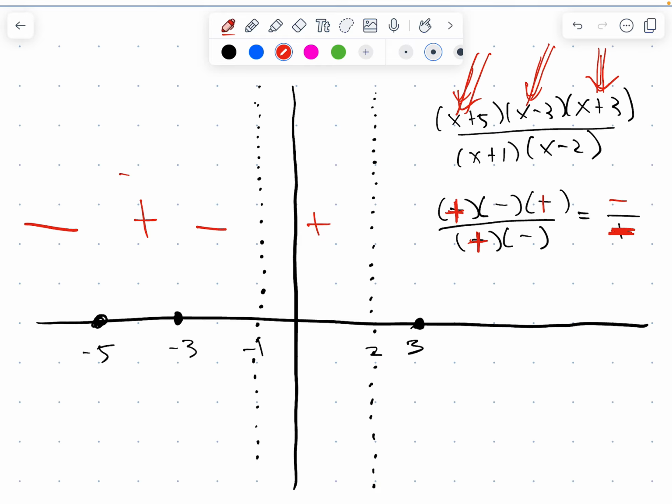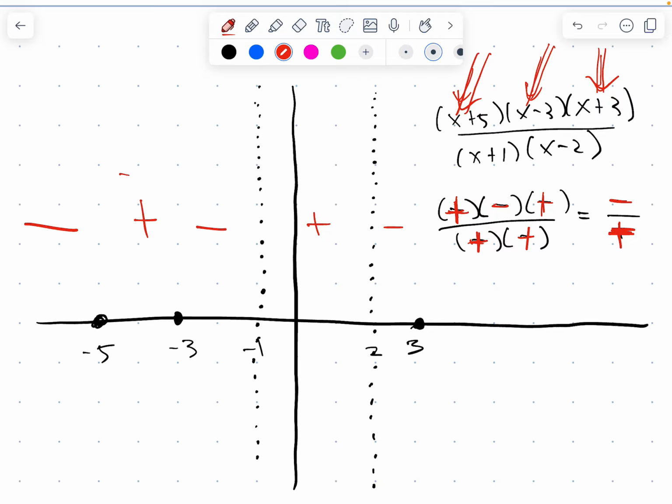Okay, so now we test something in between 2 and 3. So let's test 2.5. If we plug in 2.5, that's positive. 2.5 minus 3 is negative. 2.5 plus 3 is still positive. 2.5 plus 1 is still positive. 2.5 minus 2, that becomes positive. So now the top is negative, the bottom is positive, so that becomes negative.